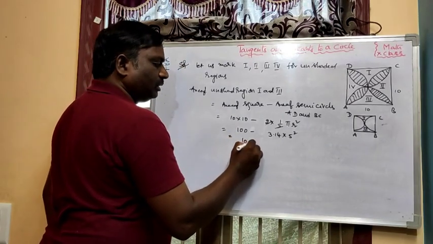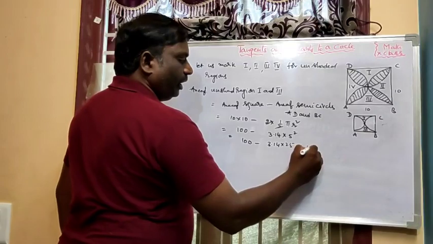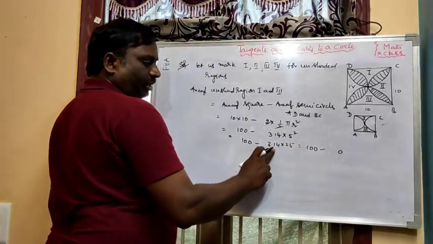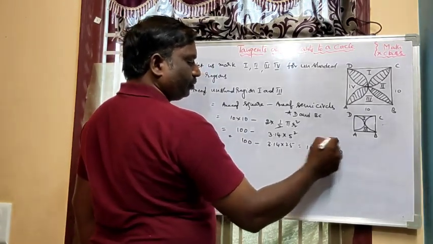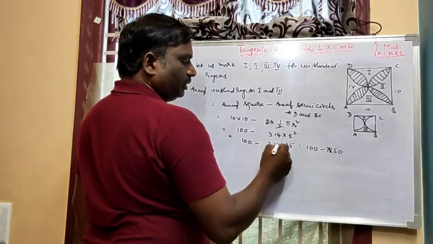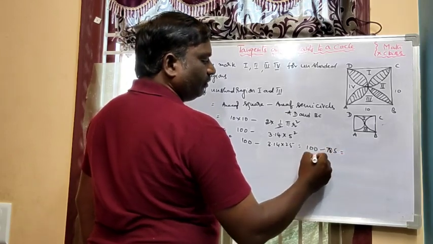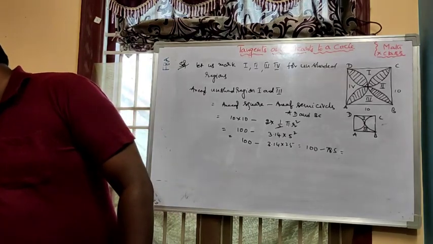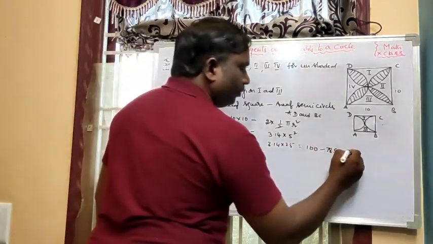So 100 minus 3.14 into 25. 4 25s are 100. 25 1s are 25. 25 plus 10 is 35. 75 plus 3 is 78. So that is, before 2 digits, 78.5. 100 minus 78.5. The value is 21.5.